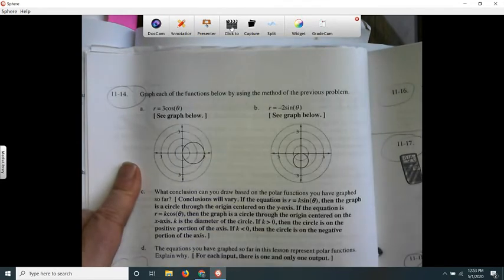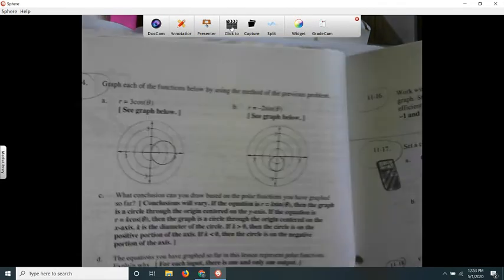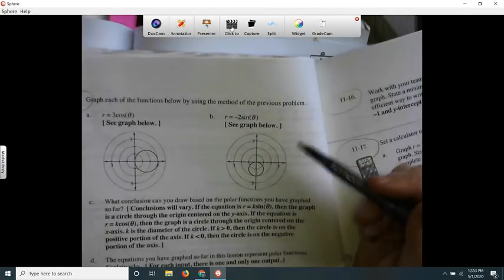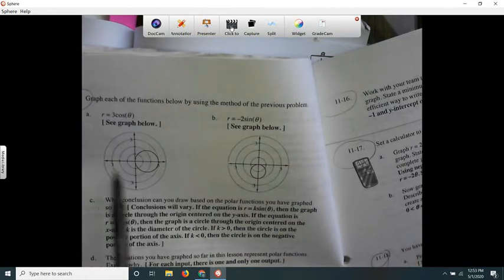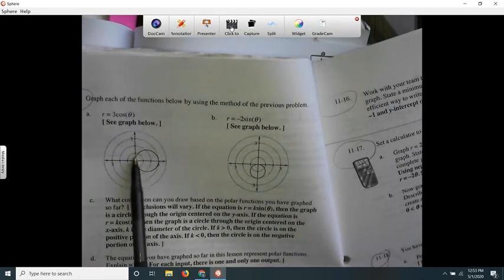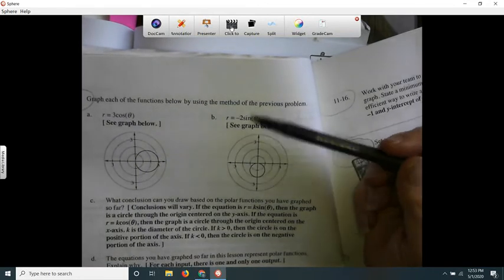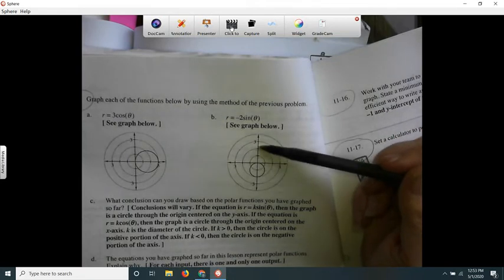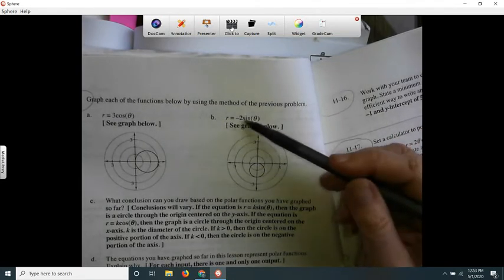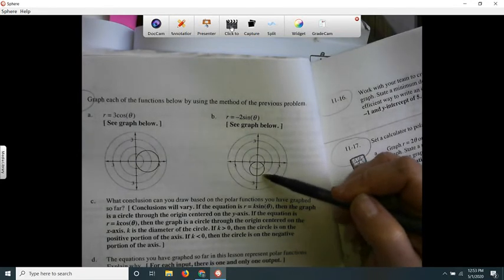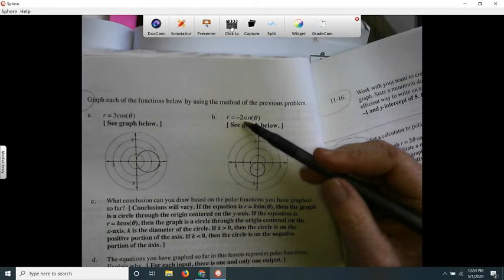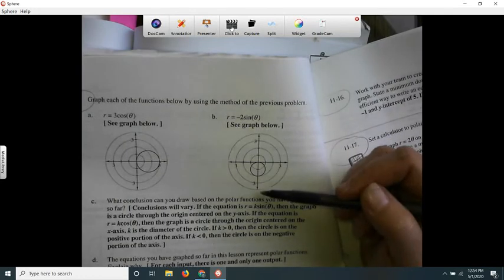Okay? And so all of these, they're wanting you to just do by plotting points, but later on we're just going to use a graphing calculator. You just want to notice that cosine always is a circle, and it always goes off to the side, and sine always goes up. But this one, negative 2 sine theta, look, it's facing down. It's down here because it got reflected across the origin.